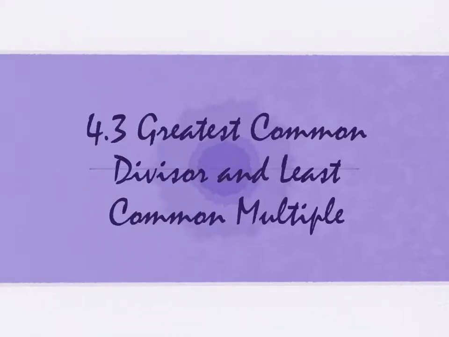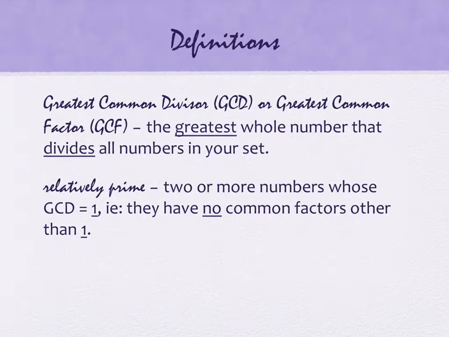Section 4.3 is titled Greatest Common Divisor and Least Common Multiple. It's really a continuation of the things we've been looking at in the previous sections about divisors and multiples. So the first one we're going to talk about is the greatest common divisor. It's also called the greatest common factor. So if you hear me say that, that's what I'm referring to, same thing.